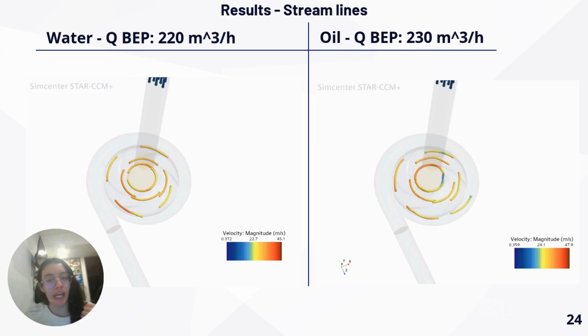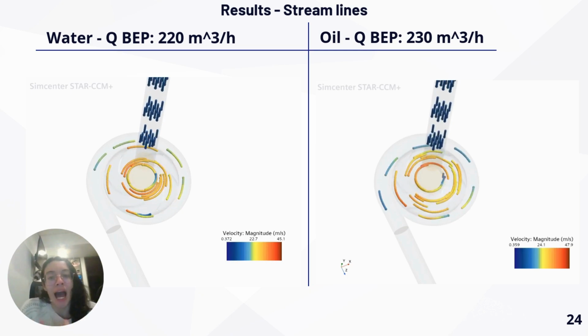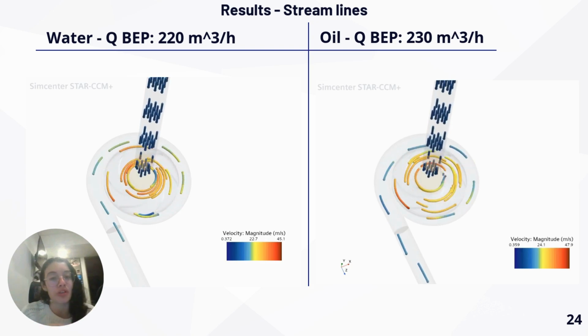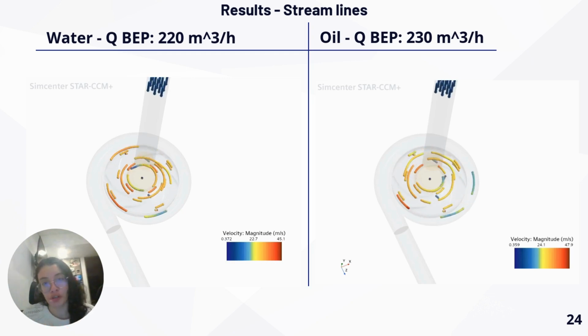In this slide, we can compare water and oil streamlines, showing that oil's higher viscosity results in smoother, slower flow, while water exhibits more turbulence.